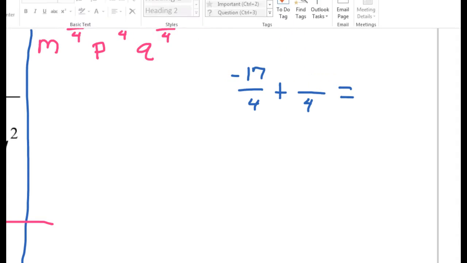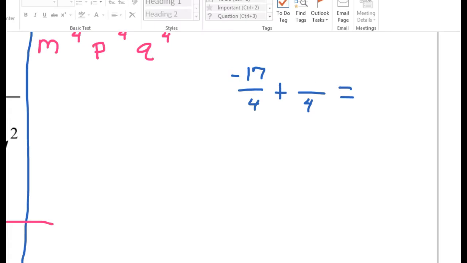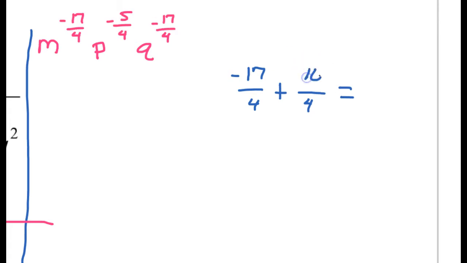What if I do 12 over 4? Because that's 3. Still negative. What if I do 16 over 4? Because that has a value of 4. Oh, almost. That would be negative 1. Still negative. It's no good.